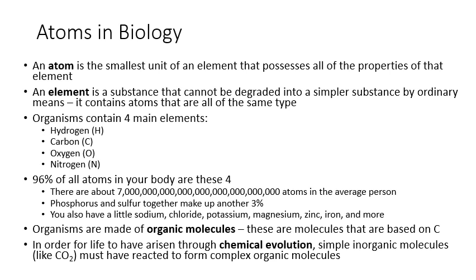Then the remaining 4% of the atoms in your body are accounted for by a lot of different elements. Actually, 3% are phosphorus and sulfur, and then that last 1% is a bunch of different trace elements that you have. So that can be sodium, chloride, potassium, magnesium, zinc, iron. Those are just the most common trace elements that you have, but you also have other ones as well, like manganese or selenium. There's a bunch of trace elements that you have in your body. So you're 96% hydrogen, carbon, oxygen, and nitrogen, 3% phosphorus and sulfur, and then 1% a bunch of stuff.